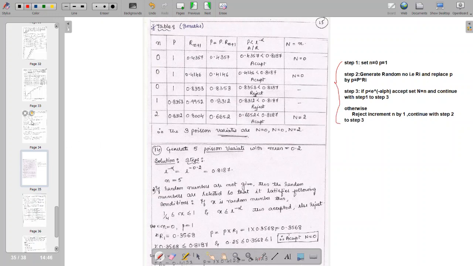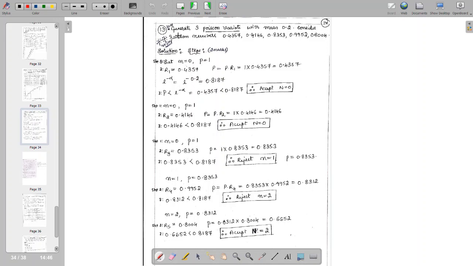Let's see the question. Generate 3 Poisson variates with mean value 0.2. Consider the random numbers that are given. We need to generate 3 Poisson variates from the given sample data. First, we need to find e to the power of minus alpha. E to the power of minus alpha is 0.8187.